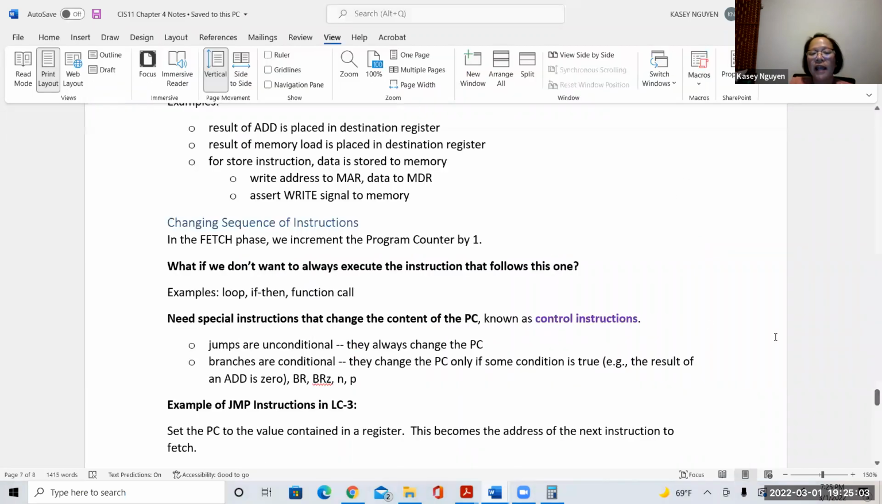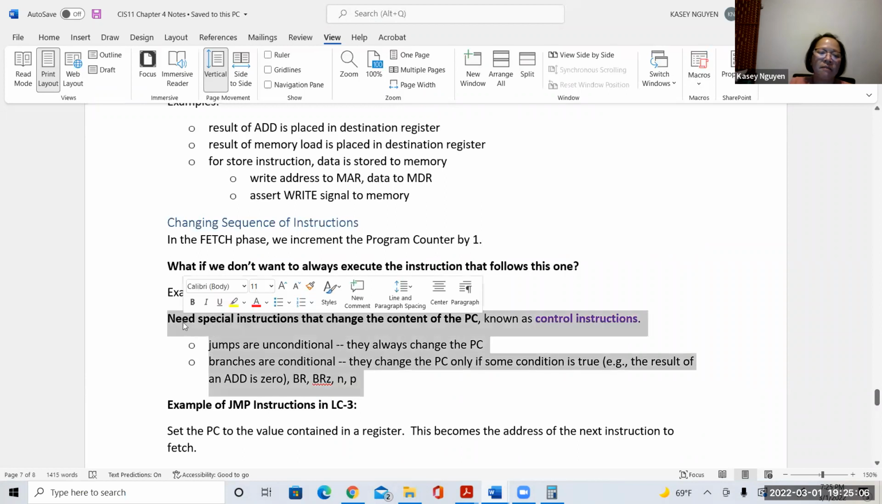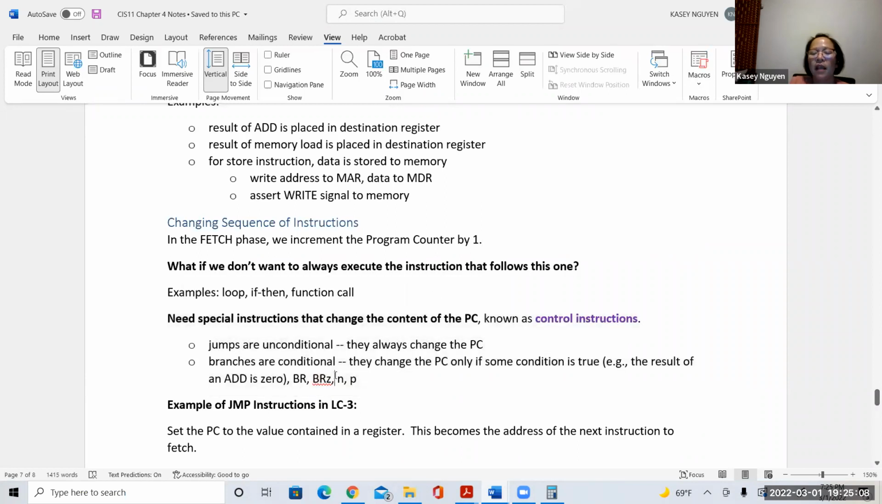So where do I find that? Right here on page 7. And I bolded it for you. So right before it says, what if we don't want to always execute the instruction following this one?